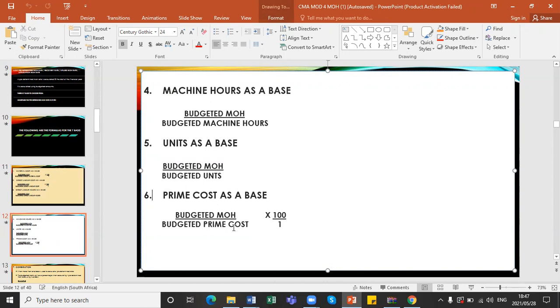Now, what makes budgeted prime cost? It's your budgeted direct material plus your budgeted direct labor. You add that together and that gives you your budgeted prime cost. And this answer must also be in rands.